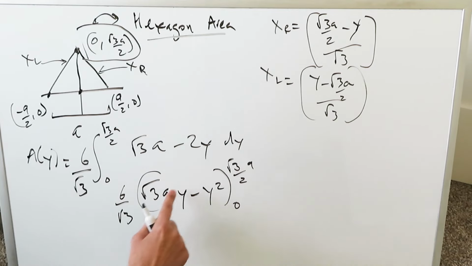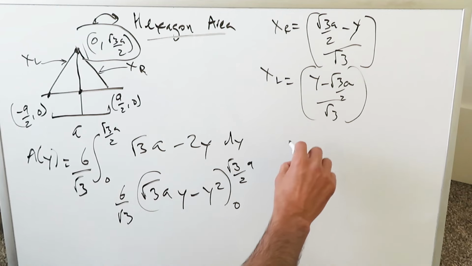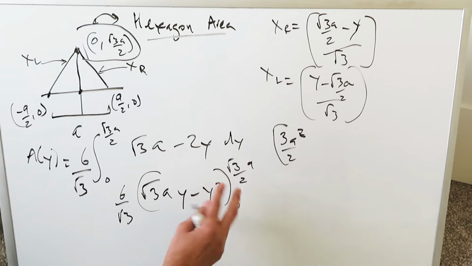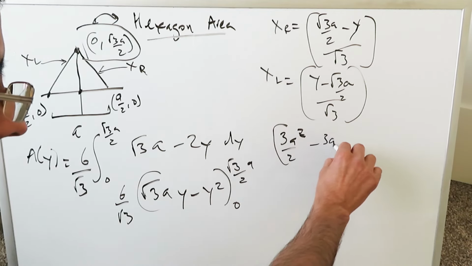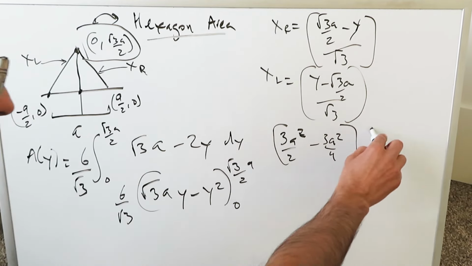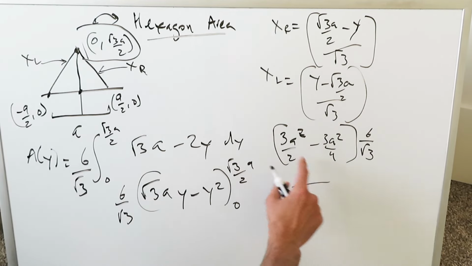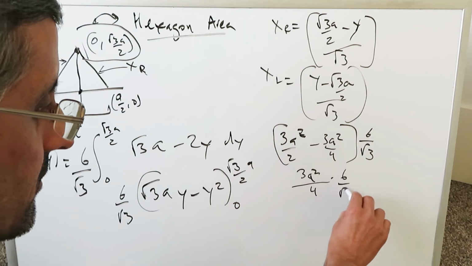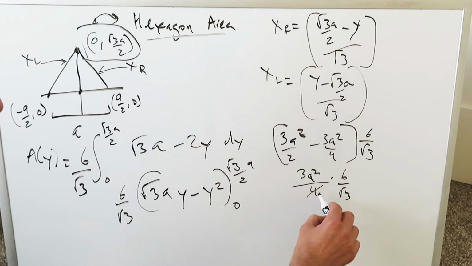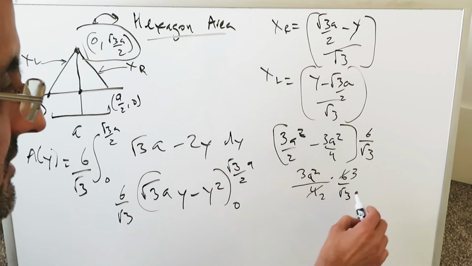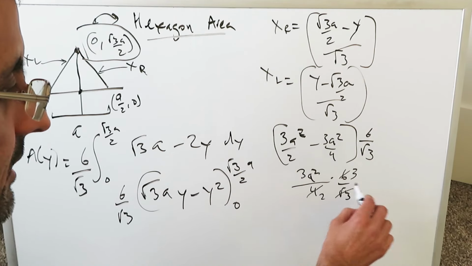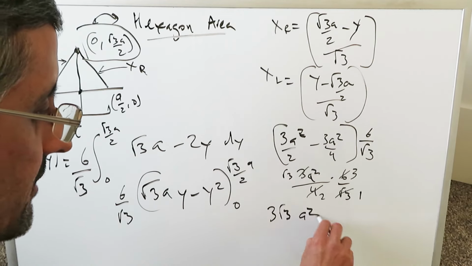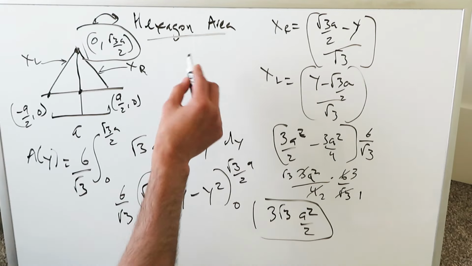Root 3a over 2 coming in here, multiplying by root 3a will give you 3a squared over 2. That's what you'll have. Root 3a over 2 squaring all of that will give you here a minus 3a squared over 4. You know you still have this 6 over root 3 out. You do the computation, 6a squared minus 3a squared, which is 3a squared over 4, times 6 over root 3. Simplify everything here. 2 goes in 6 three times, root 3 goes in root 3 one time, root 3 goes in 3 root 3 times. You'll have 3 root 3 a squared over 2 as being the area of the hexagon, and I'm done with this derivation procedure.